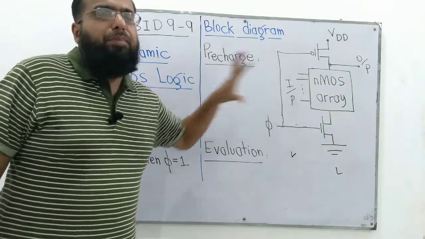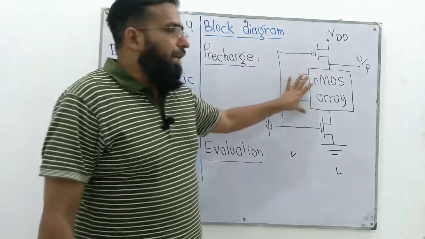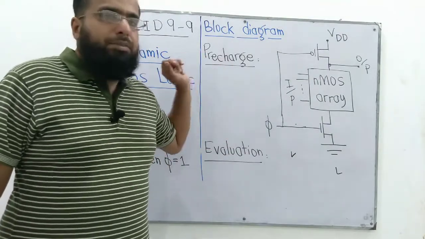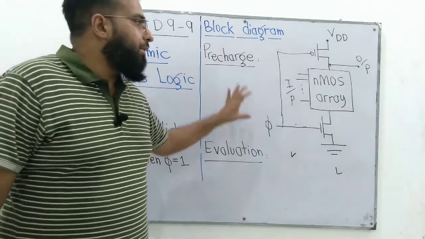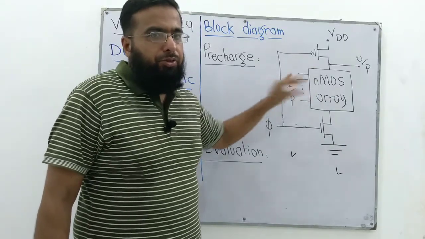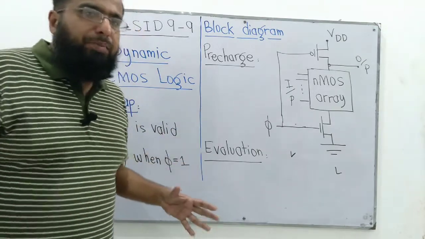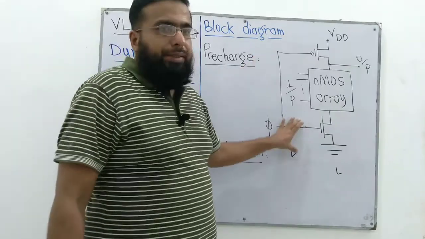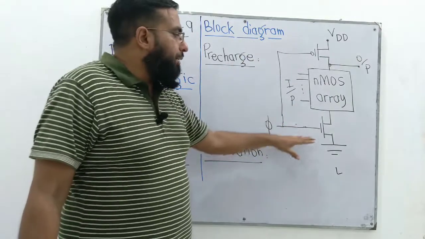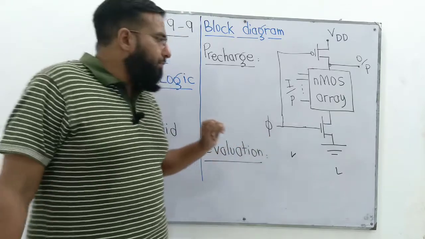We don't have a PMOS array, and we don't need to have that. We only have an NMOS array. So it's a circuit that gives us better speed compared to CMOS, and we need a lesser number of transistors to implement this logic, because instead of having a full-fledged PMOS array, we only need two transistors, one PMOS and one NMOS transistor. Their gates are connected together, and they are connected to the clock phi.